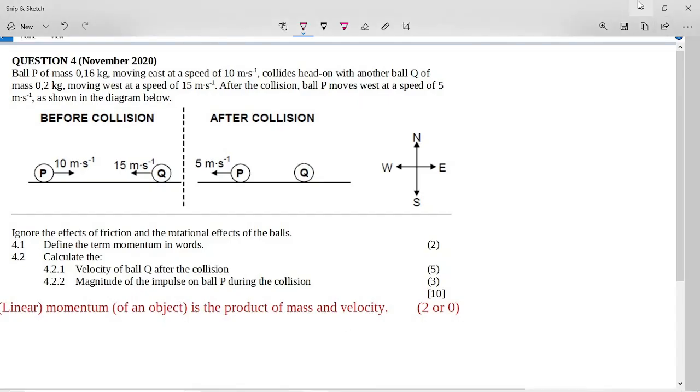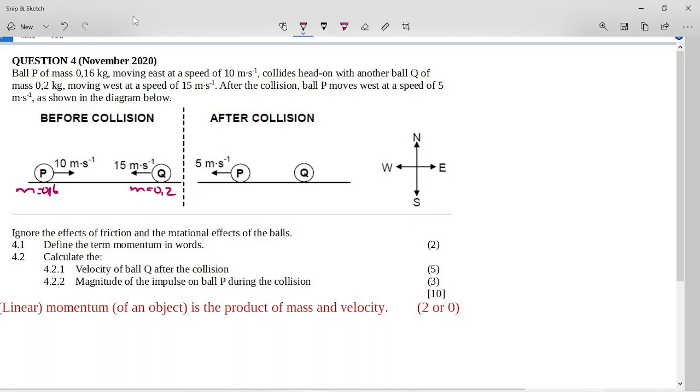Okay, here is the November 2020 question on momentum. Remember, momentum is a vector, so everything we do here, we need to bear in mind it's going to have a magnitude and direction. So if we look at the question, it says ball P with a mass of 0.16 kilograms is moving east at a speed of 10 meters per second, collides head-on with another ball Q of mass 0.2 kilograms, moving west at a speed of 15 meters per second.